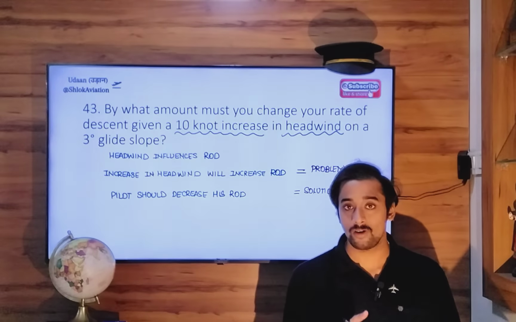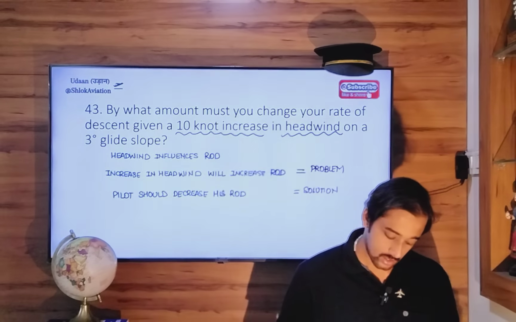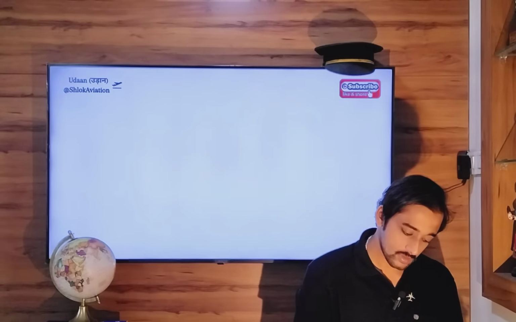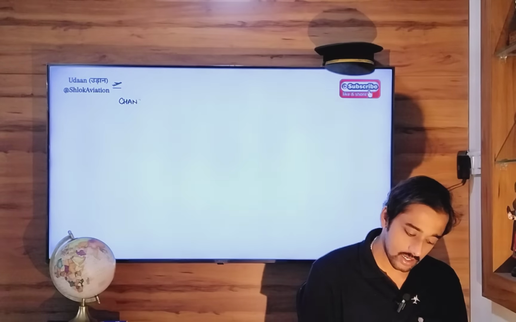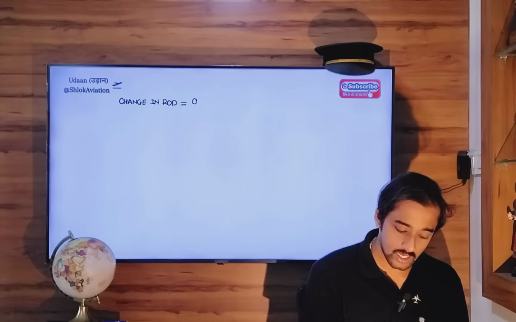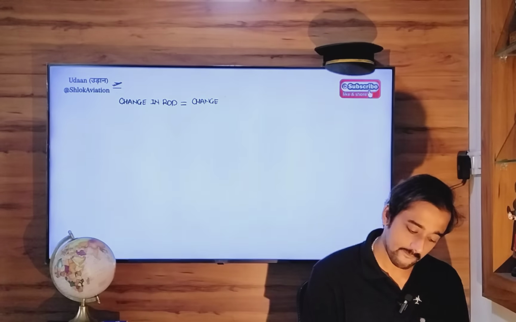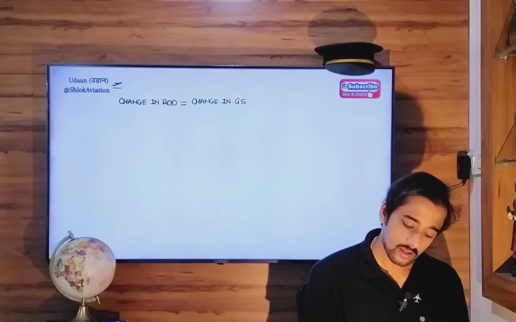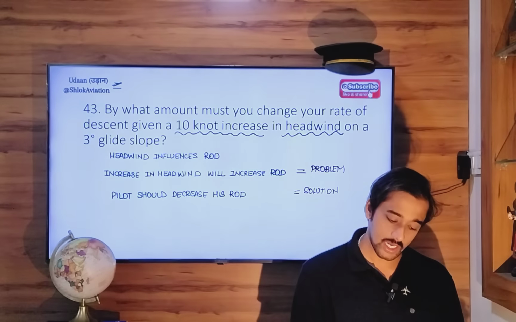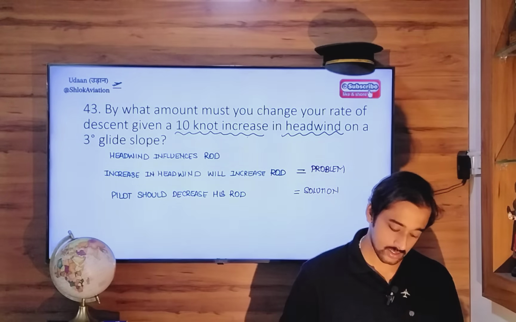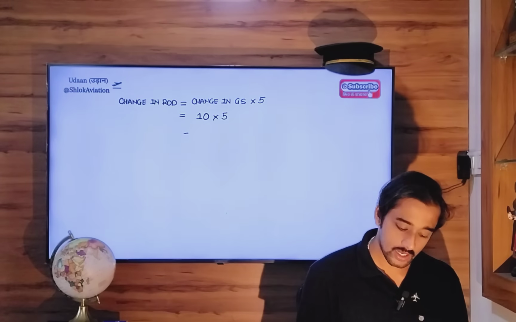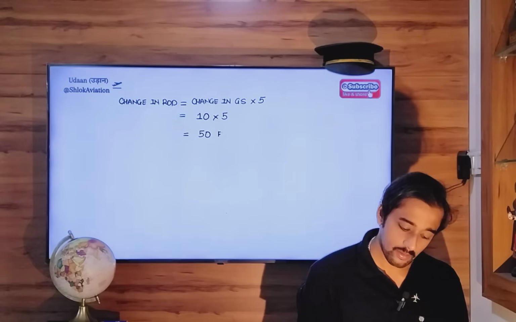Now, how much? By what value should he decrease his rate of descent? The formula is: the change in rate of descent equals change in ground speed into phi. Now, the change in speed is what? 10 knots increase. So, change in ground speed is 10 knots into phi. So, 10 into 5 is 50 feet per minute.